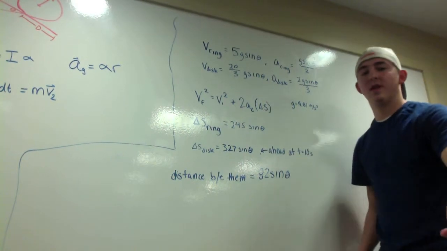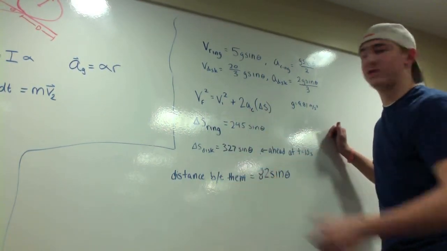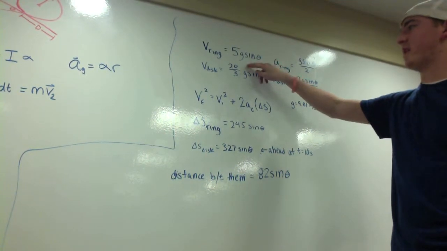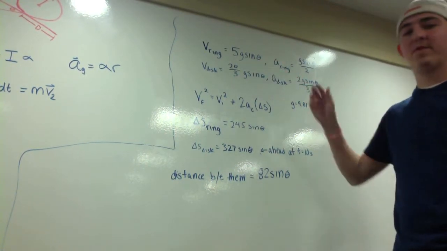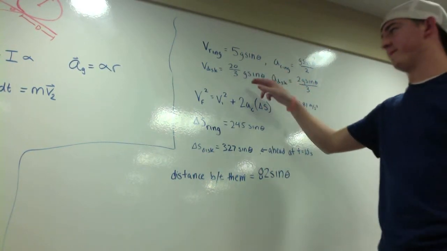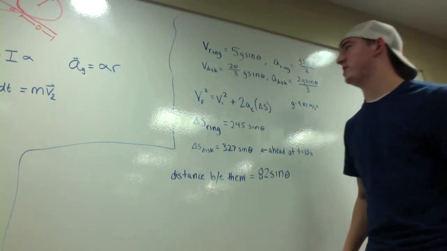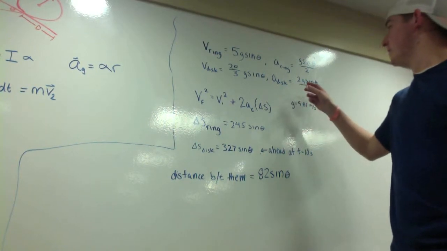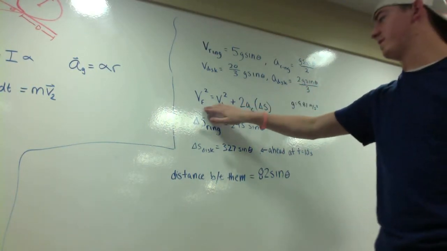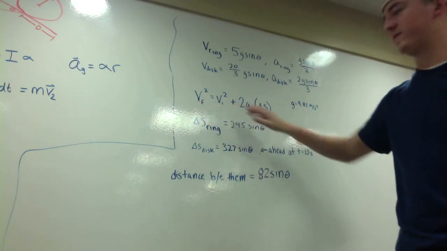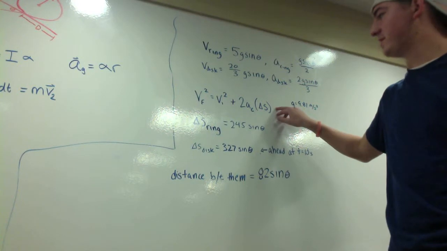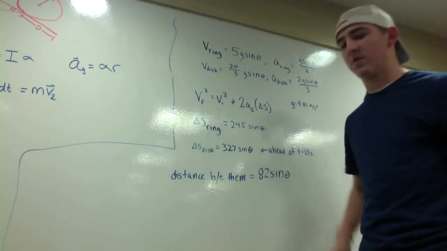By using the equations we found in the first section of the problem, we find the velocity of the ring and the disk at t equals 10 seconds to be 5g sine theta for the ring and 20 over 3 g sine theta for the disk. We then find the accelerations. We use the formula v final squared equals v initial squared plus 2a times delta s. V initial squared equals 0.